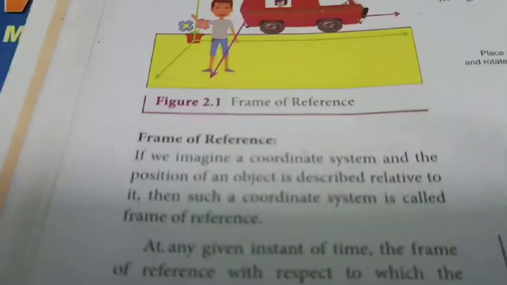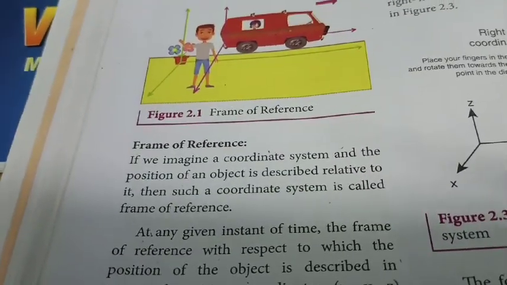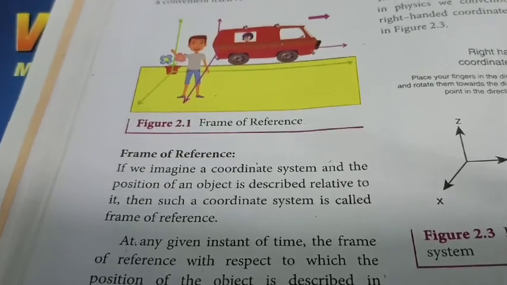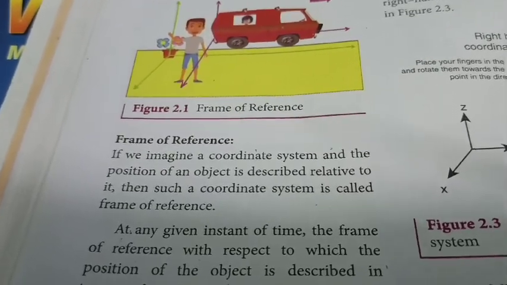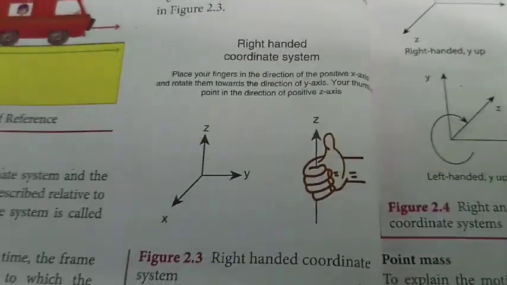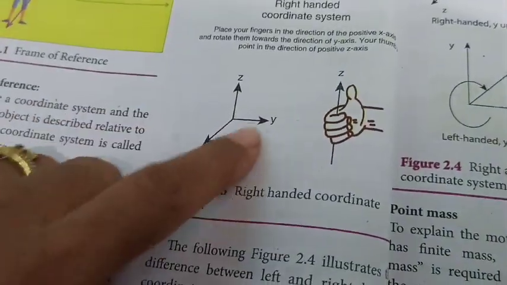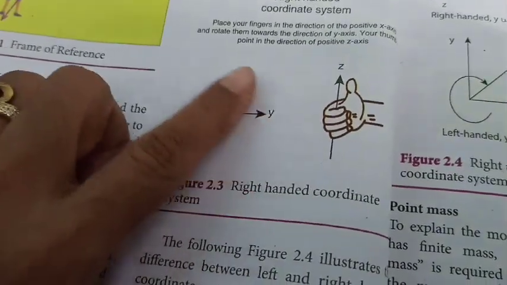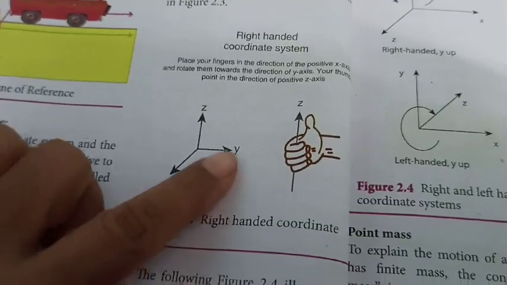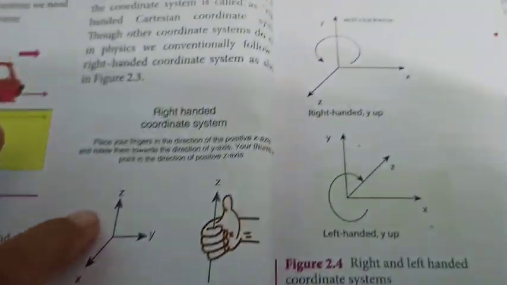You already know. If we imagine a coordinate system and the position of an object is described relative to it, then such a coordinate system is called a frame of reference. And this is a right-hand coordinate system. It means that x, y, z axes are taken in the anti-clockwise direction. It is a right-hand coordinate system.